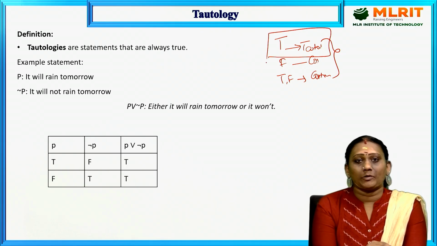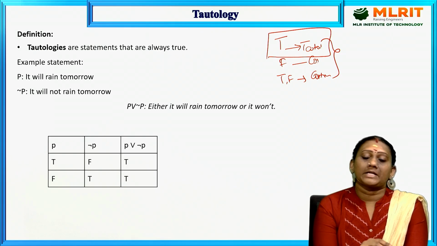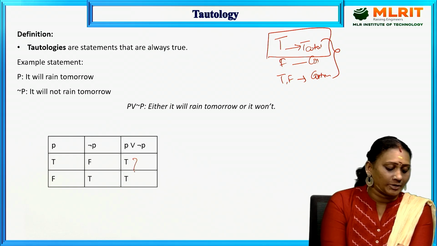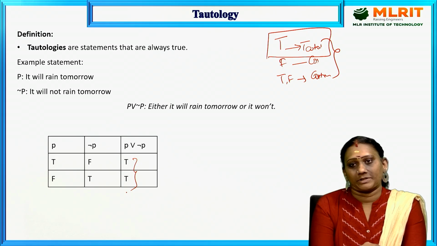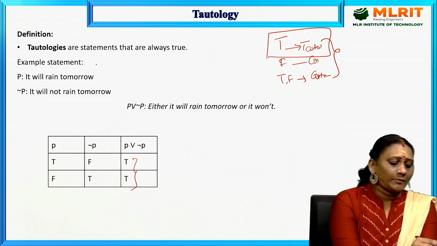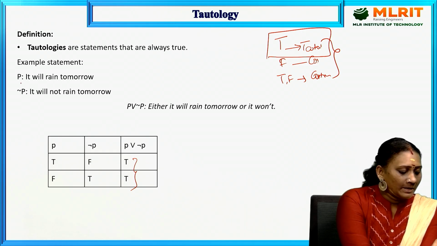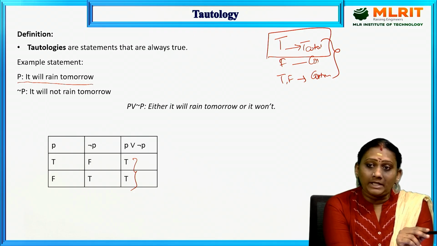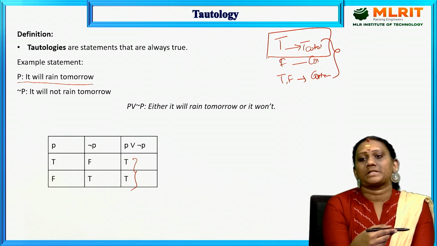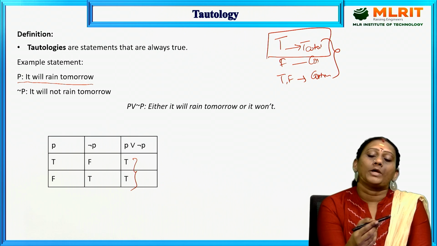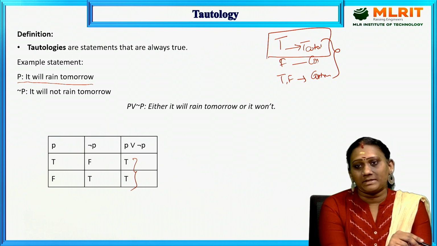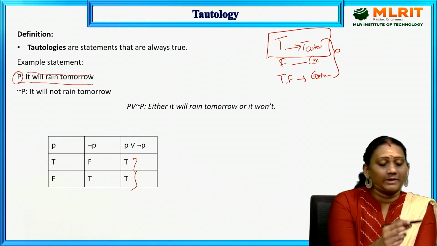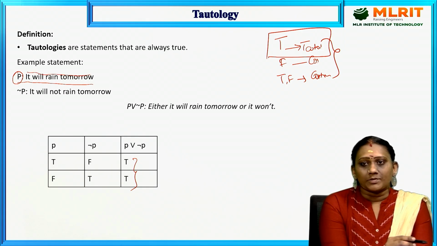Tautology: whatever the combinations and whatever the input values, irrespective of the input values, if all the outputs are true, then we call it a tautology. Here I am going to take one example statement. My P statement is: it will rain tomorrow. When we analyze some data, we assign statements to variables, and here my variable is P and my sentence is: it will rain tomorrow.